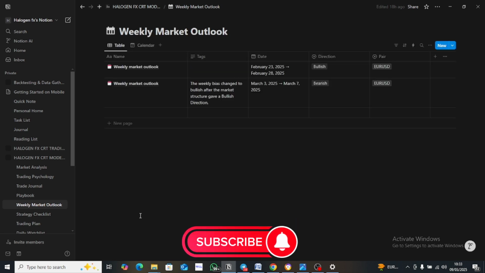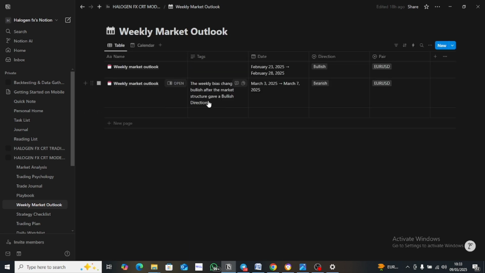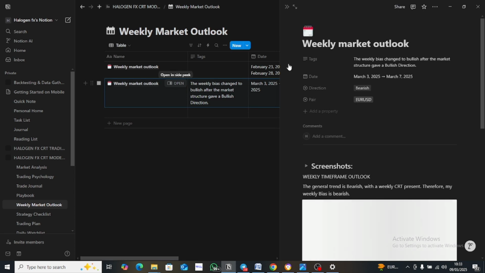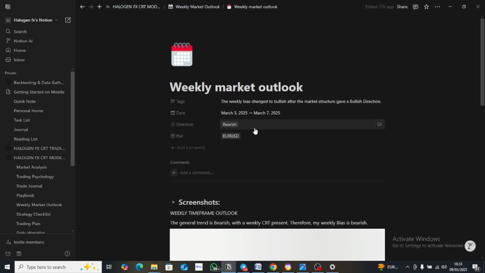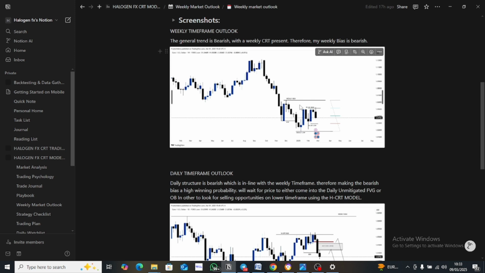I was looking to actually sell the EURUSD, because you can see the weekly market outlook, March 3rd to March 7th. Now let me open it to show you. Let me widen it. So you can see I said the general trend is bearish on the weekly with a weekly CRT present. Therefore my weekly bias is bearish.